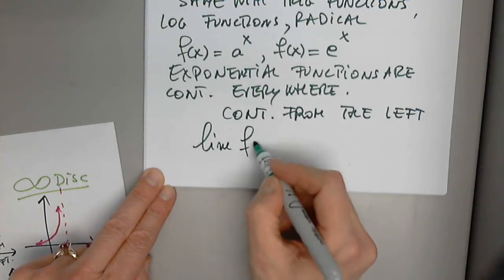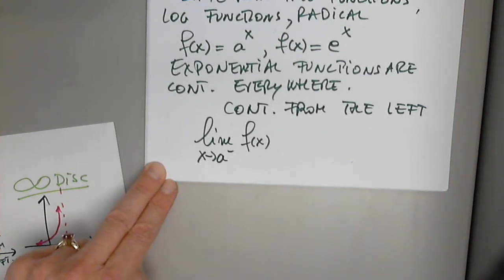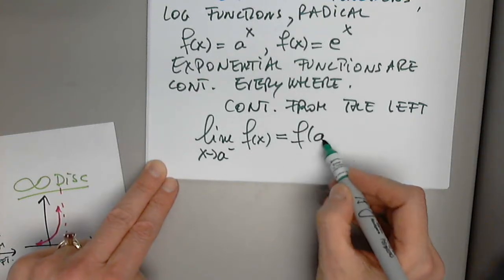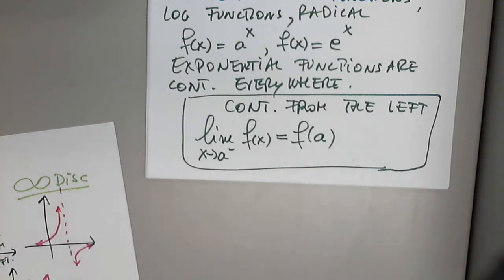Limit of f of x as x approaches a from the left equals, anyone can help? Of course. This is continuity from the left. Can anyone tell us how it will look continuity from the right? As x approaches from the right equals? Perfect.